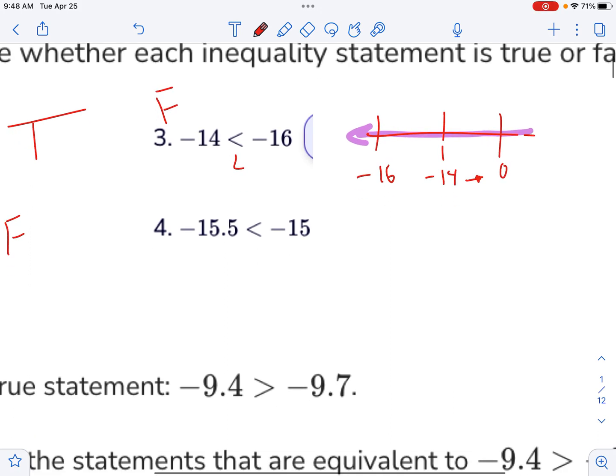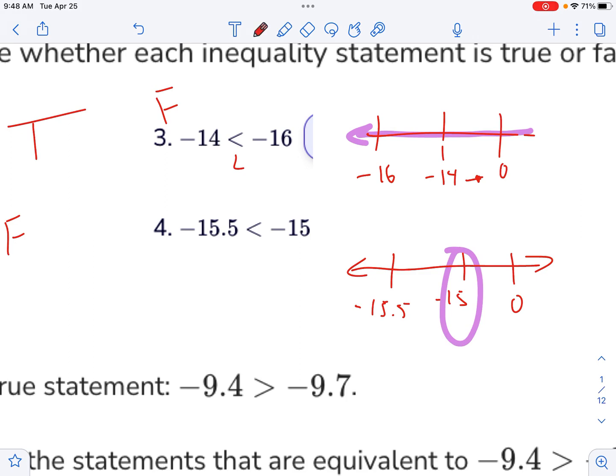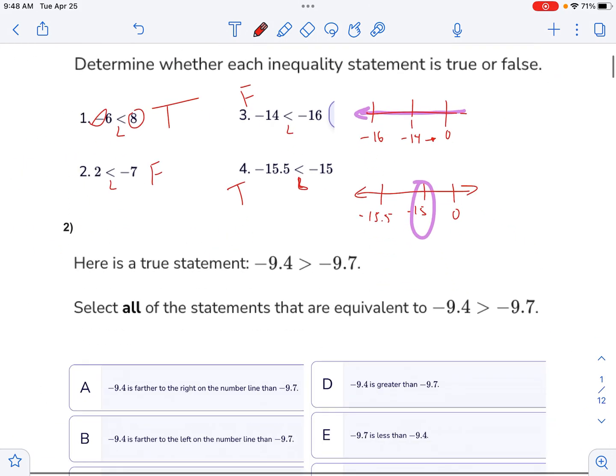It's bigger. Number 4, -15.5. Again, I want to see that on the number line. Let's see. So I got 0 here. -15 is going to happen first, and then -15.5. Go ahead. Don't be afraid to write the number line to kind of see what's going on. So this guy is bigger, so let's see if that's what the statement is saying. -15.5 is less than -15. That is a true statement.